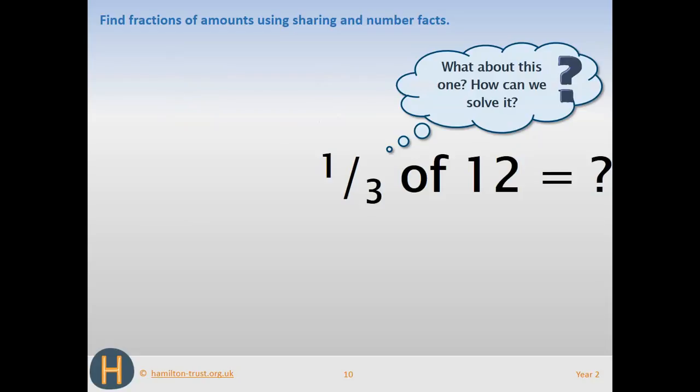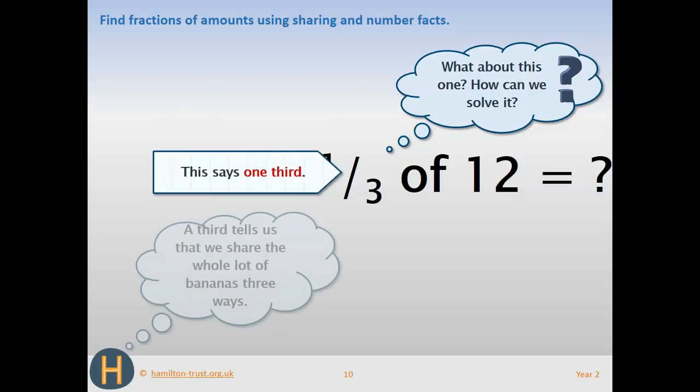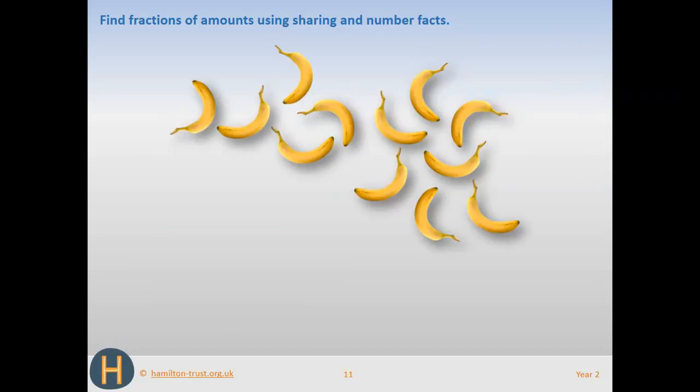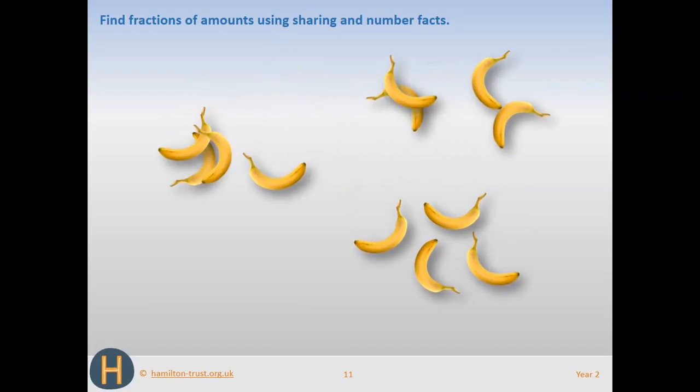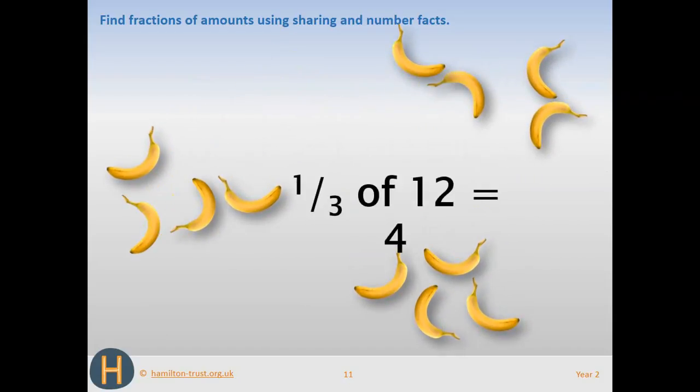What does this one say? 1/3 of 12 equals question mark. The bottom number tells us how many ways to share the bananas. Here are our 12 bananas. Let's share them between 3. One-third of 12 equals 4.